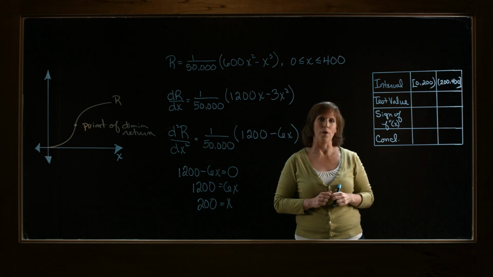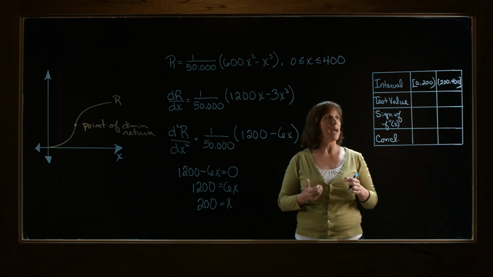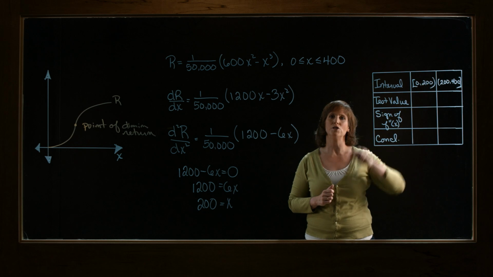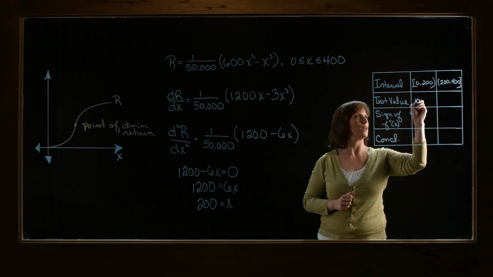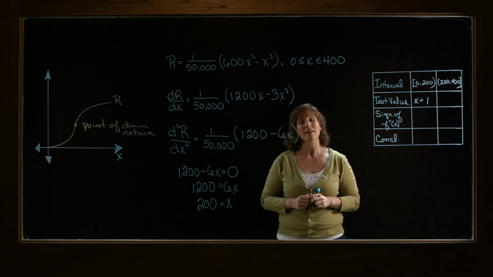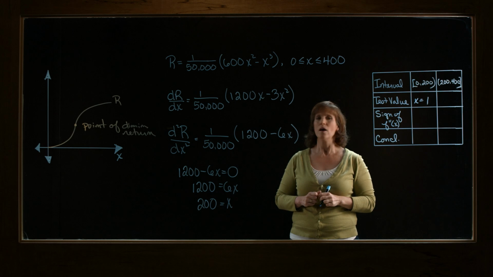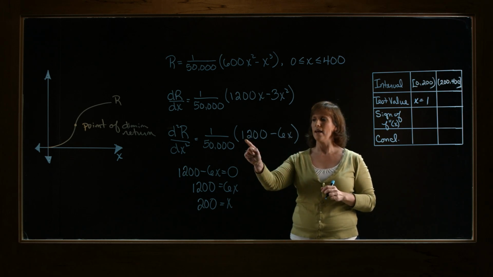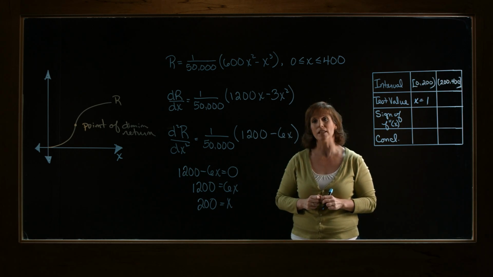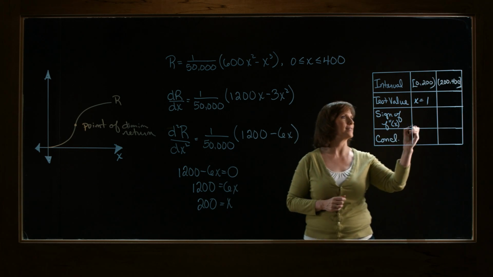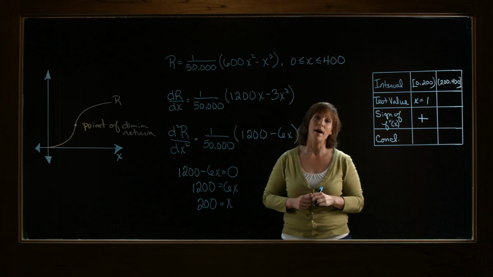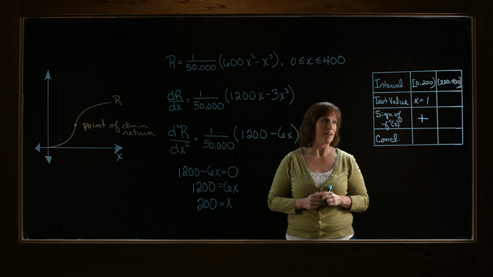Now we need a test point on this interval. So pick any point you like from 0 to 200. Let's just try x equals 1. And we're going to plug that into the second derivative. Well, if x equals 1, the piece that's in parentheses is definitely a positive number. I'll multiply it by 1 over 50,000. It's still positive. My conclusion? The graph is concave up.